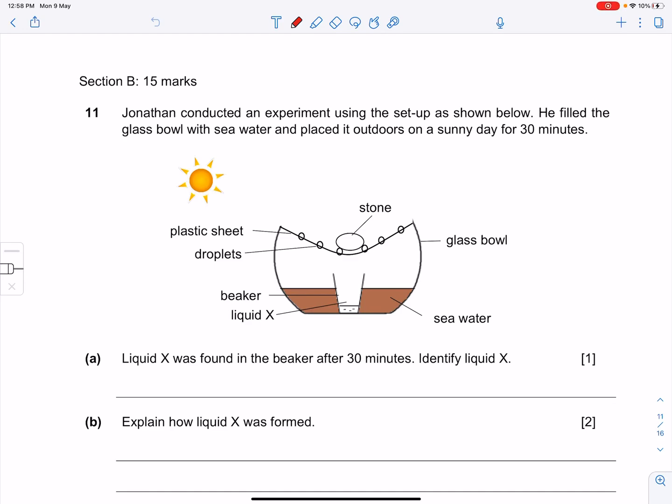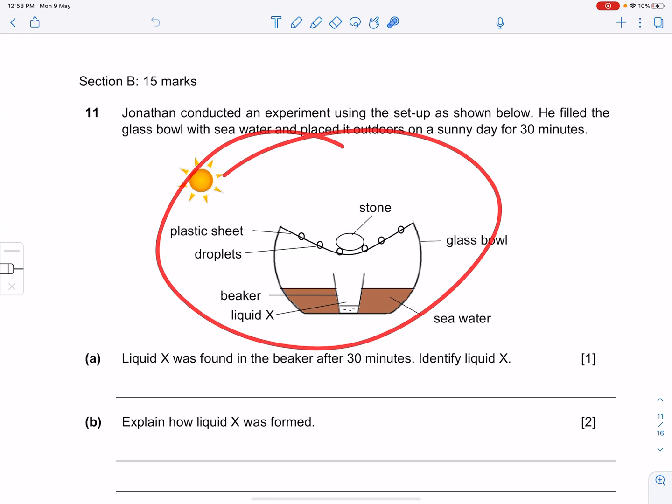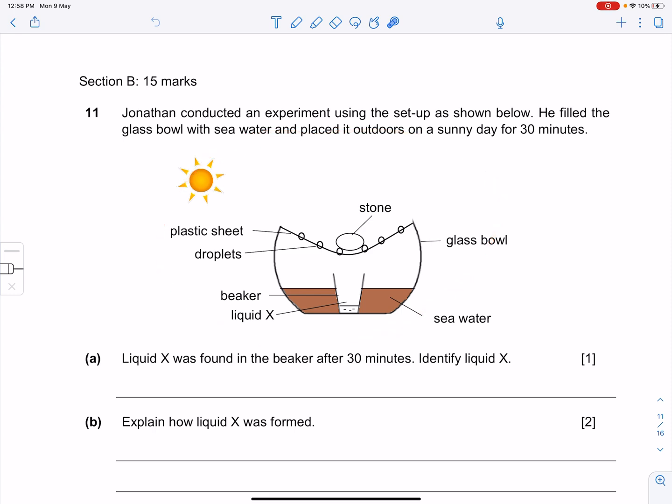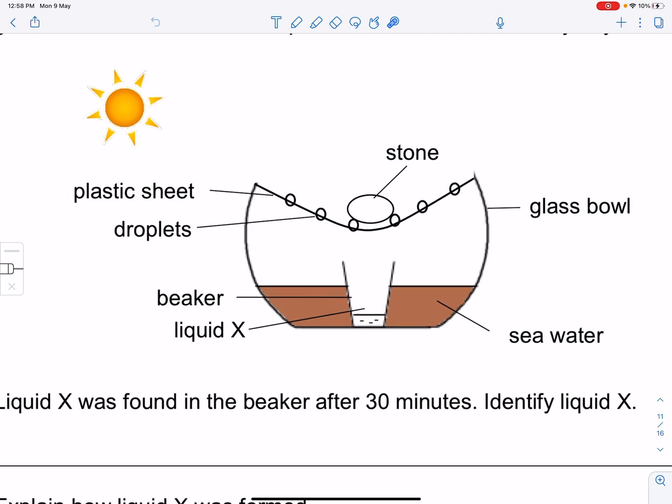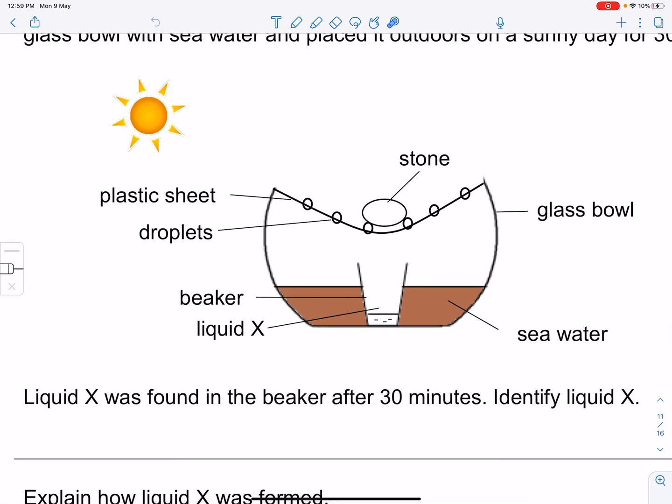Okay, this is revision set 2. Open-ended question, so question 11. One look at this question and straight away you should know that it's on the water cycle. They ask you what is liquid X over here. Obviously liquid X originated from your seawater, the water component.